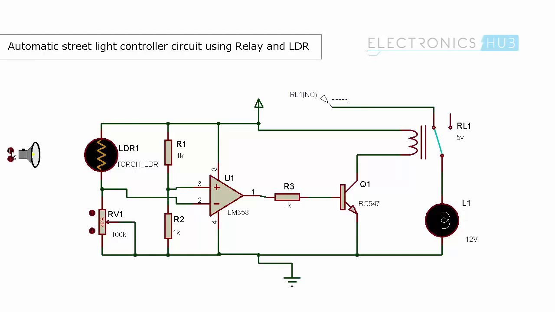Again, when I am placing the LDR in light, that is, when I am increasing the intensity of light falling, the relay switches and the bulb switches off.